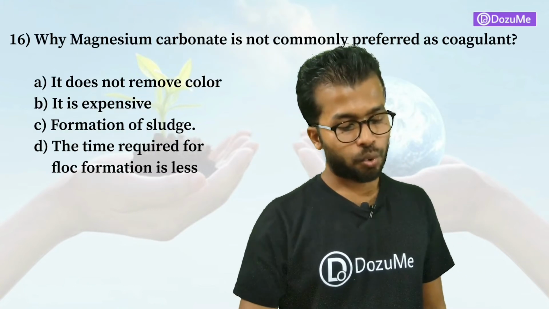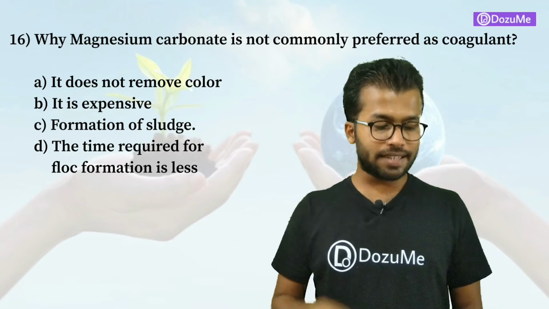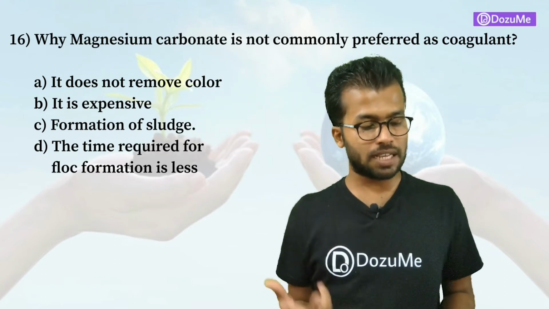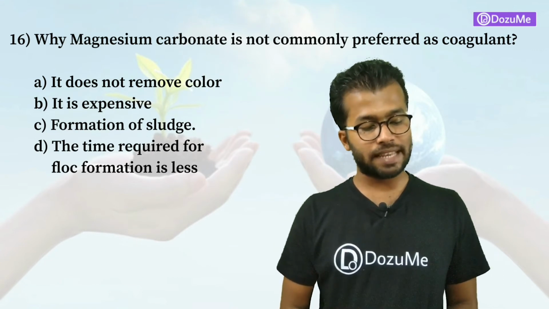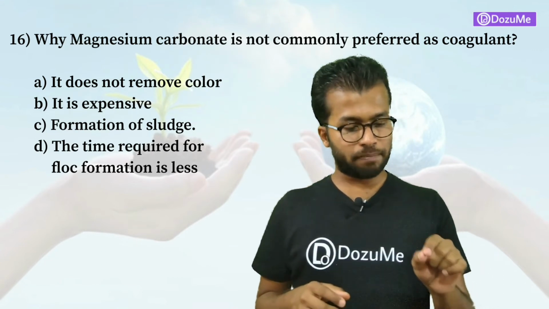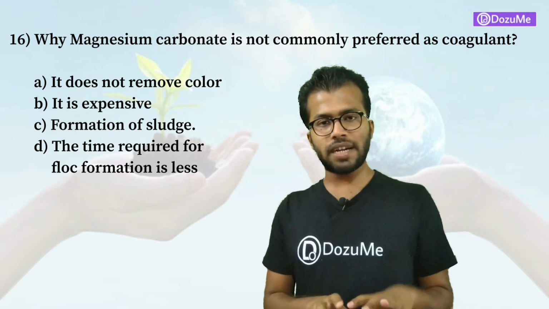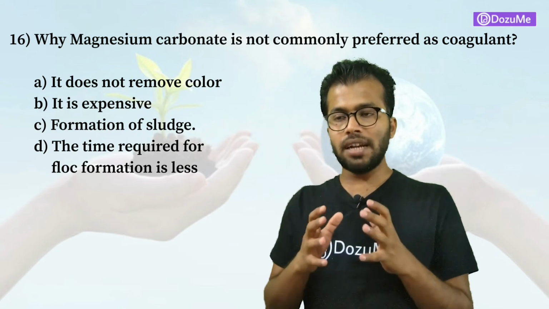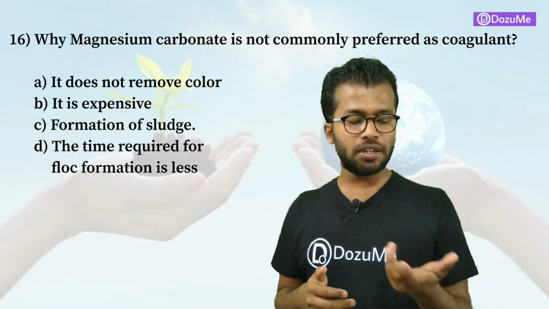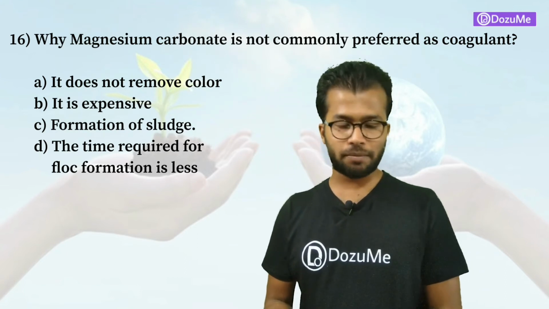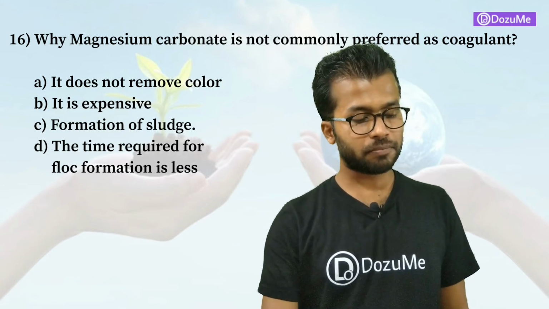Question number 16. Why magnesium carbonate is not commonly preferred as coagulant? It does not remove color, it is expensive, formation of sludge, or the time required for flock formation is less. Basically, the magnesium carbonate and lime dissolved with water, and magnesium hydroxide and calcium carbonate are formed, and just because of that the sludge may be formed, so we will avoid the use of magnesium carbonate. So option C will be the correct answer, formation of sludge.